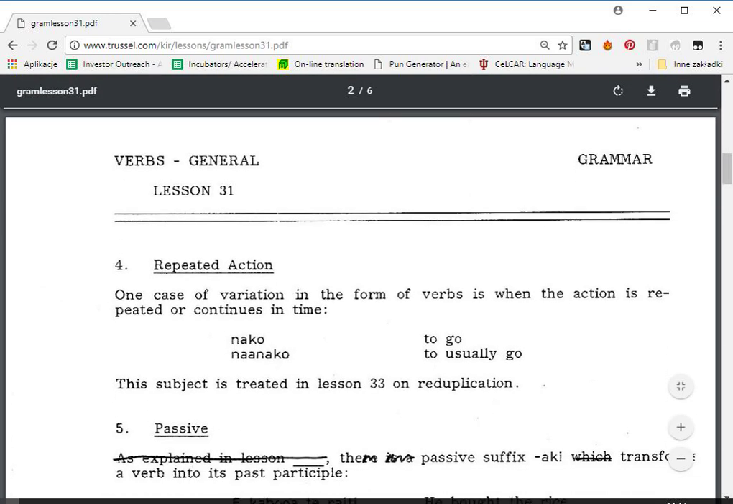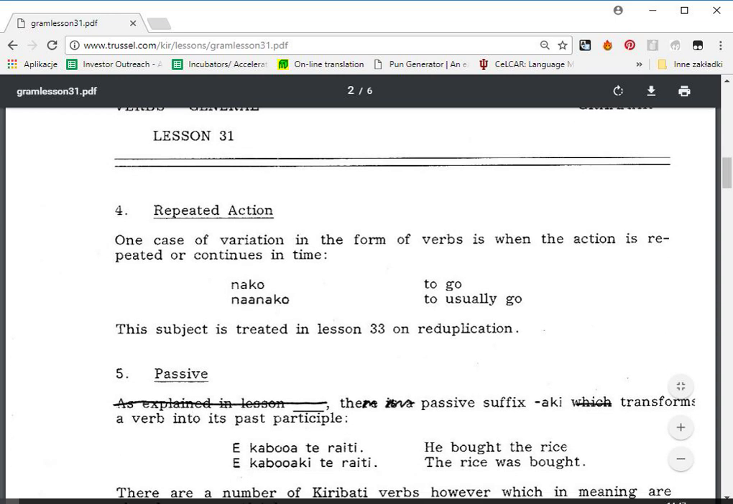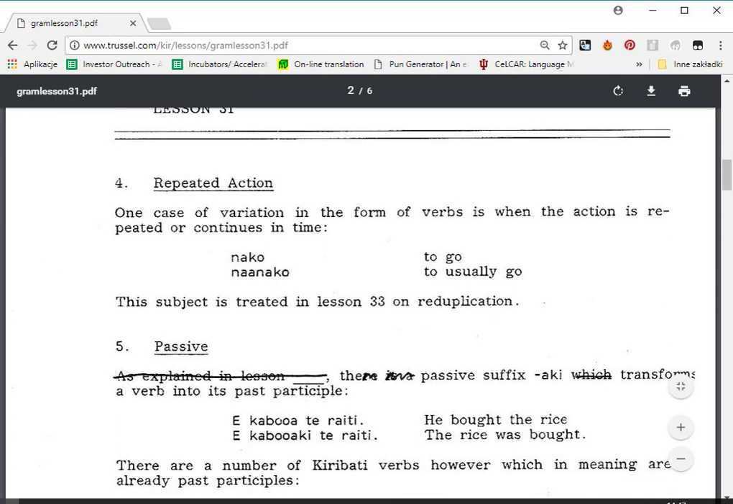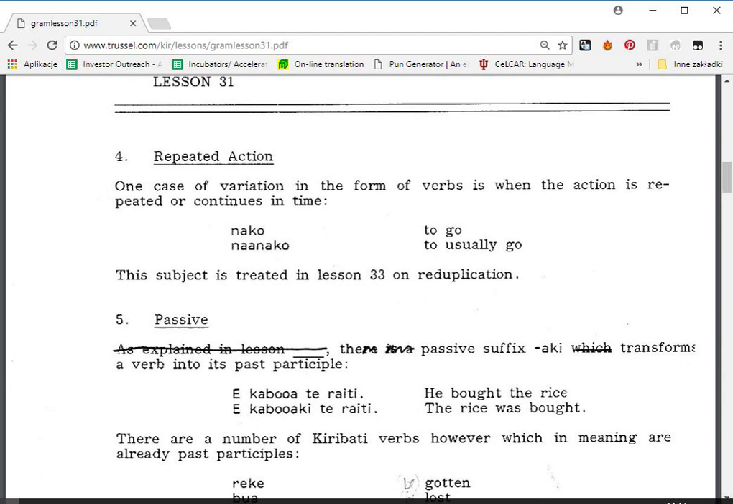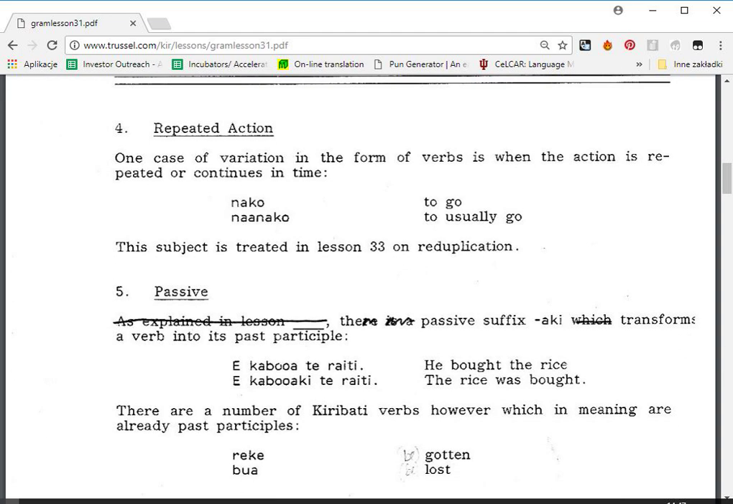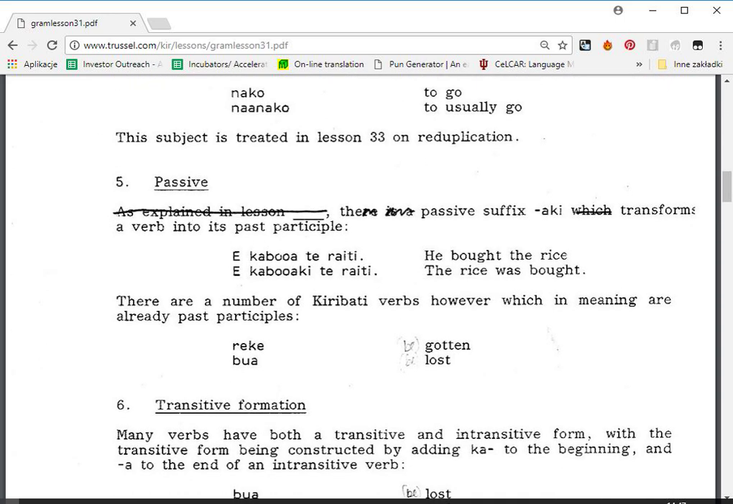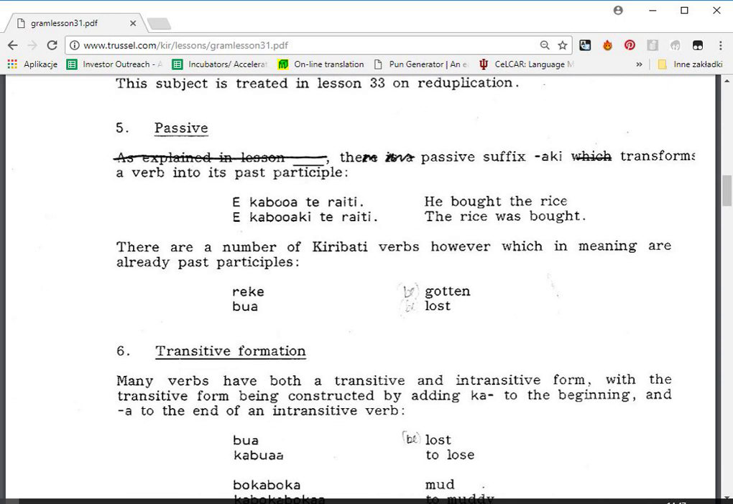Okay, repeated action. One case of variation in the form of verbs is when the action is repeated or continues in time. So, nako is to go. Na nako is to usually go. So this is called reduplication, covered in another packet.